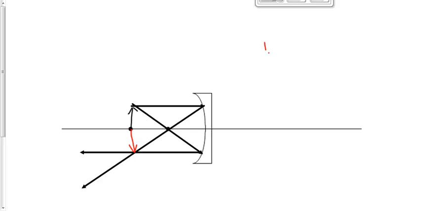And if we draw the characteristics or label the characteristics of that, we would find that it's the same size as the object is. It's inverted. And it's real.